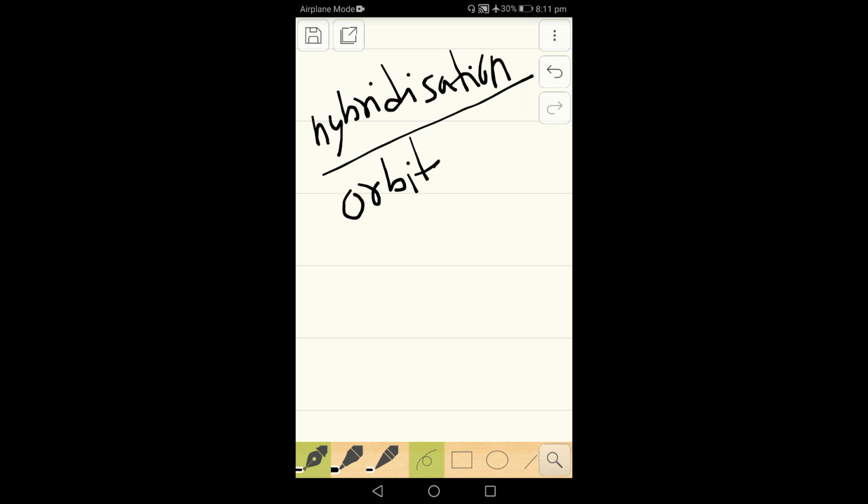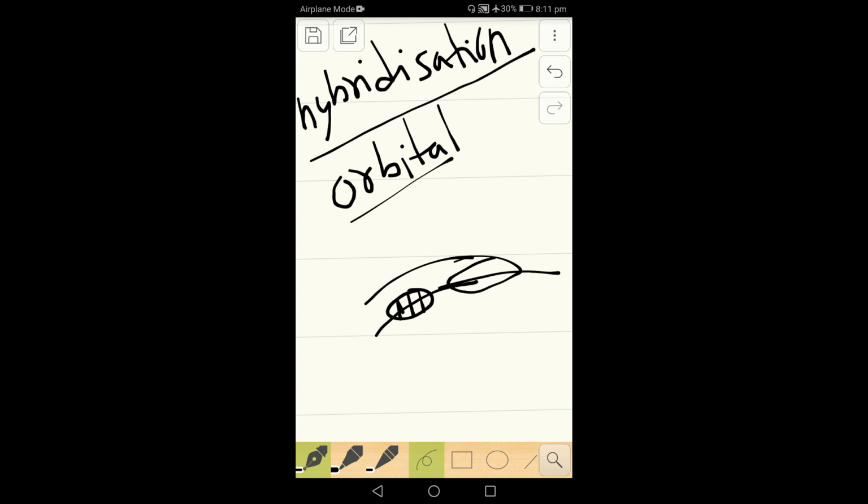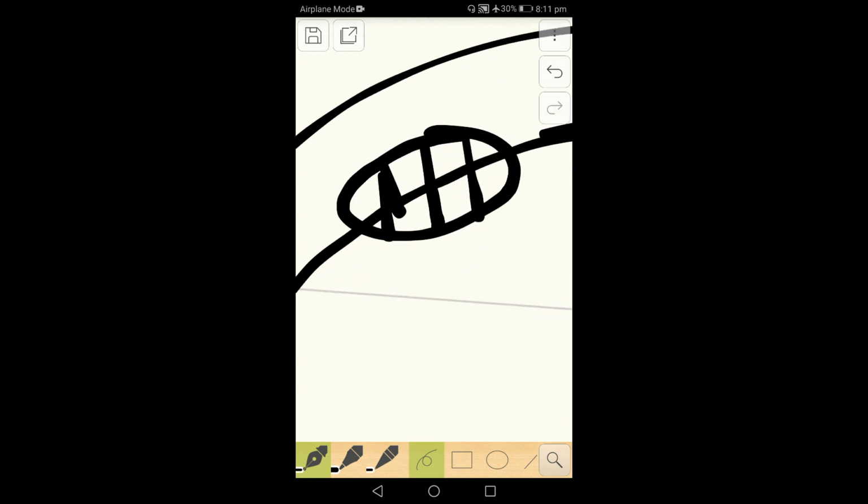Orbital. Inside an atom, we have shells. Inside the shells, there are subshells. Inside the subshells, there are more subdivisions which we call orbitals. Like this is one orbital, this is one orbital, these are all orbitals. And inside the orbitals, there are what? There are electrons. Like this is an electron, this is an electron.